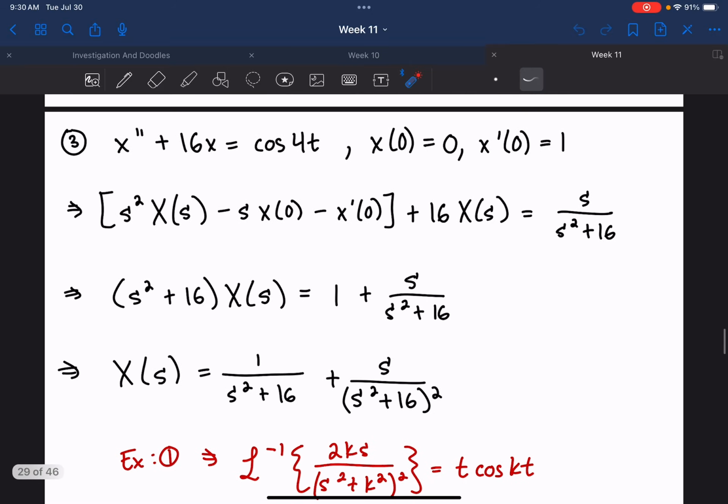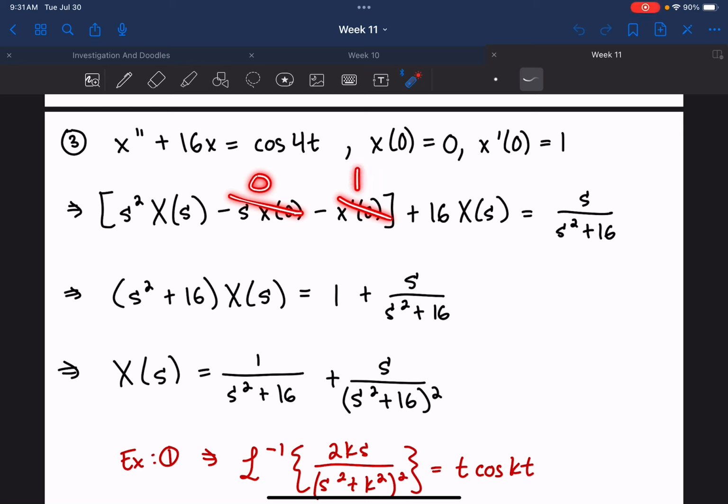Let's solve a differential equation, an initial value problem. Taking Laplace transforms of both sides, the Laplace transform of x double prime is s squared capital X of s minus s x of 0 minus x prime of 0. Laplace transform of 16x is 16 capital X. Laplace transform of cosine 4t is s over s squared plus 16. We also know that x of 0 is 0, and x prime of 0 is 1. So this goes to 0, this goes to 1.